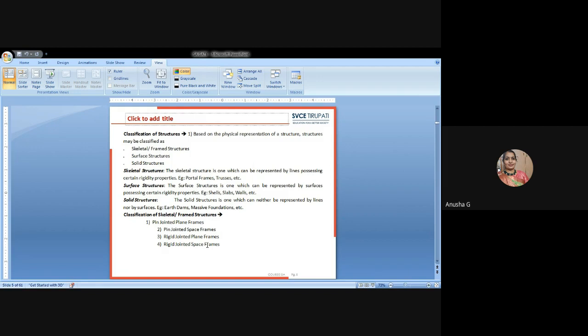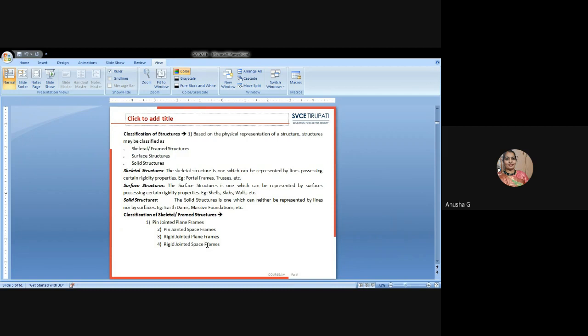Now we'll see one by one about the skeleton or frame structures. There are four classifications. The first is the pin jointed plane frame, the second is the pin jointed space frame, which we can learn in STAAD Pro. Then the rigid jointed plane frames, and then rigid jointed space frames. These are the different types of joints and skeleton structures that have to be learned, and we'll draw all these structures using AutoCAD and STAAD Pro.